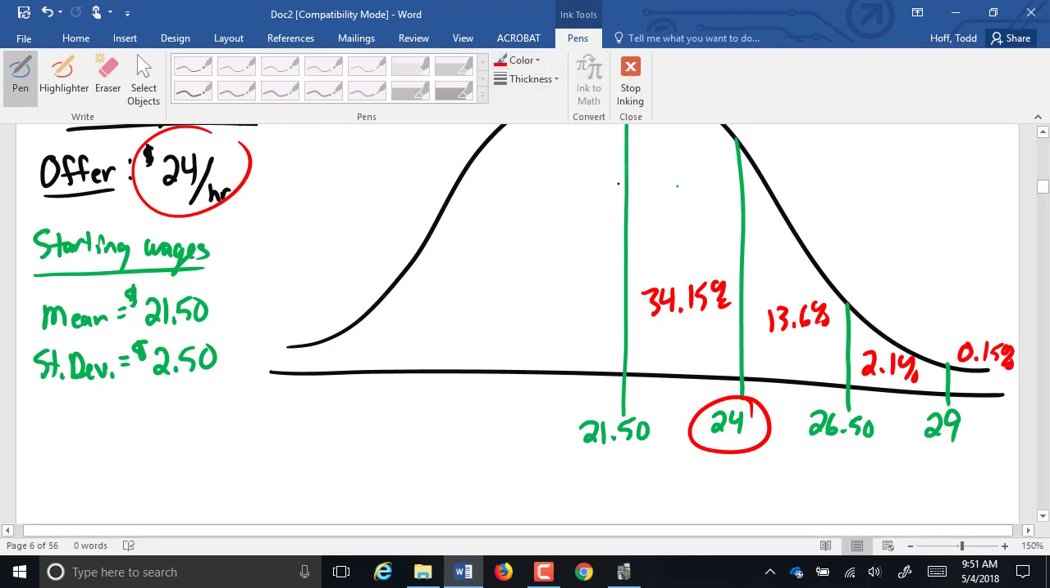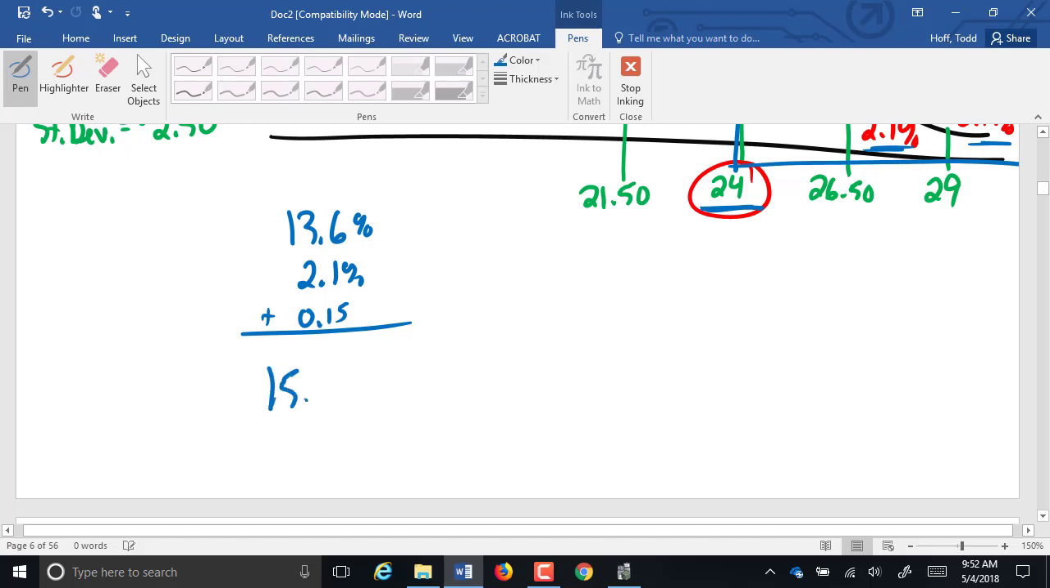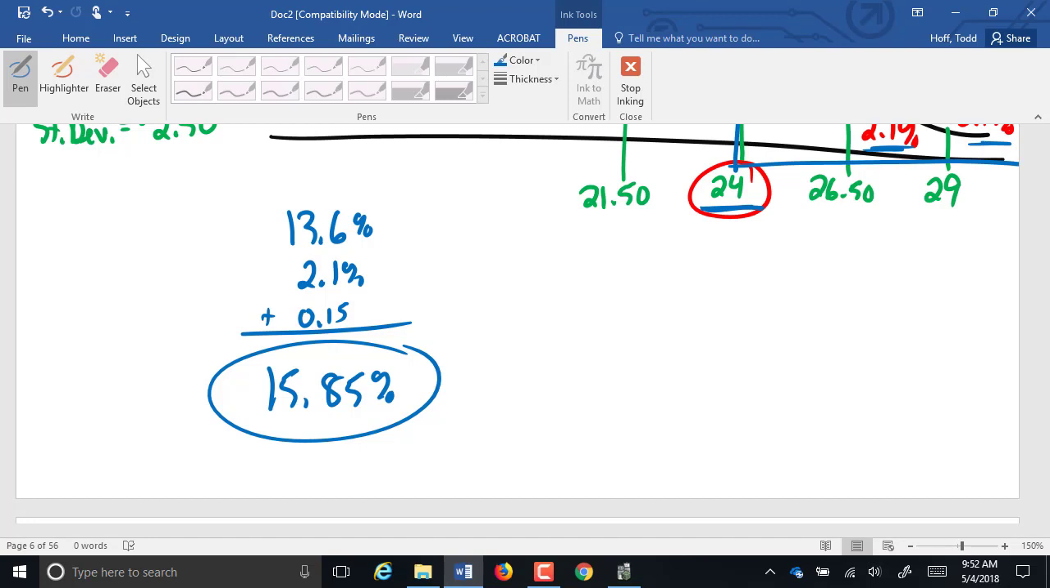So I want to evaluate, do I think $24 an hour is a good starting pay? Well, let's say I want to know who gets paid more than me or how many get paid more than me. I would add up those percents of all the numbers to the right, larger. That would be 13.6 plus 2.1% plus 0.15%. That's 15.85% of people get paid more than that, starting, which means you're getting paid more than 84.15% of people getting started. So that's probably a pretty good starting pay.